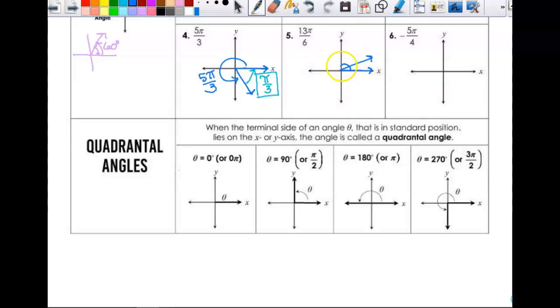So that would help me get kind of where I need my angle to be right here. So I start here, go all the way around to here. That is 13 pi sixths. That means, since I went 12 of them and I had to go one more, my reference angle is pi sixths. Right? We good with that? Okay.